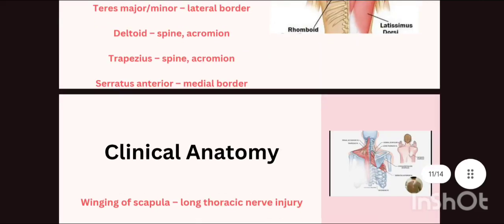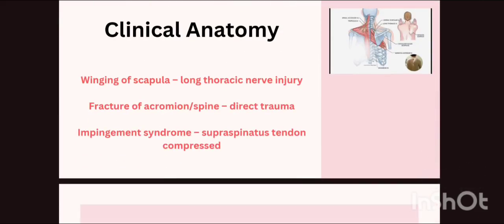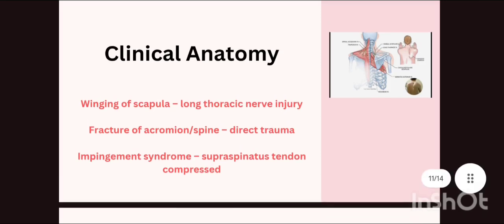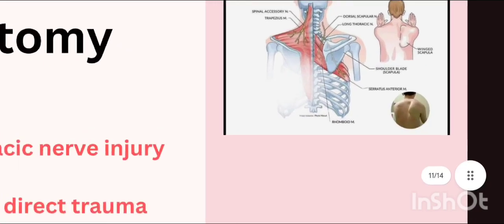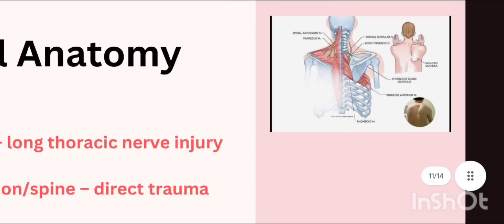Applied anatomy. It's very important. There are two conditions you must know: scapular winging and shoulder impingement. The first condition, scapular winging, is when the medial border sticks out like a wing. This happens when serratus anterior is weak, usually due to injury to the long thoracic nerve. The second condition, shoulder impingement. This happens when there is inflammation in the supraspinatus tendon passing under the acromion. For both conditions, scapular movement becomes abnormal.